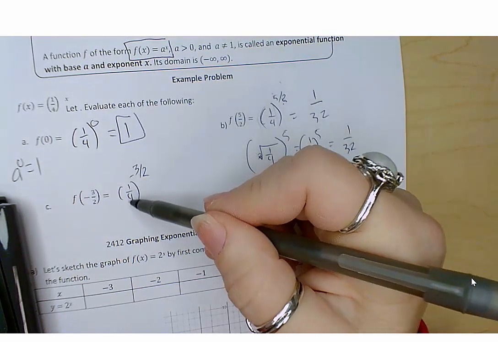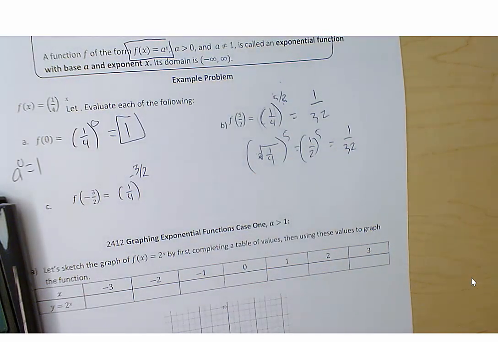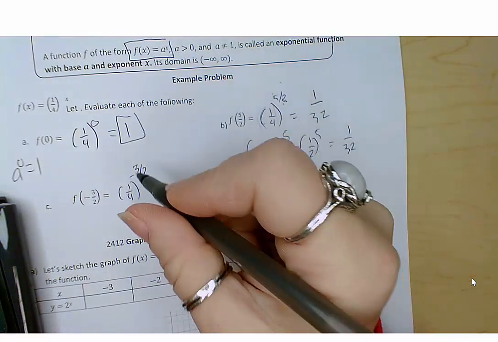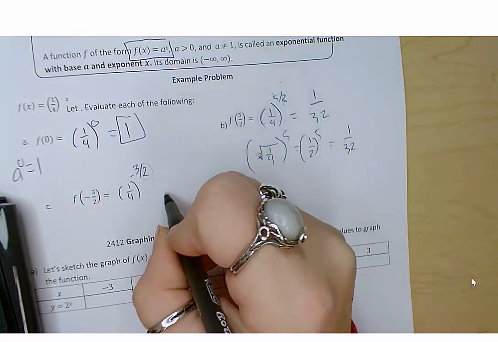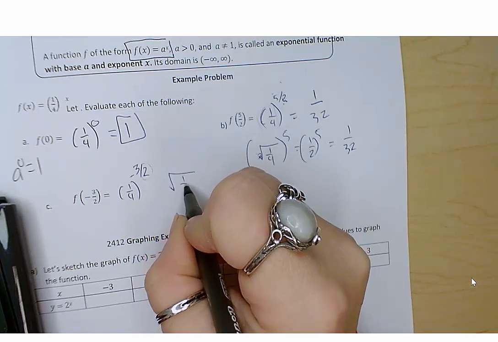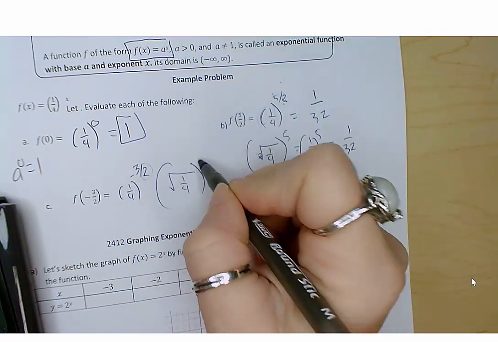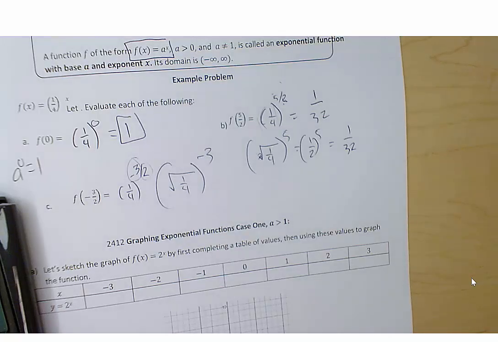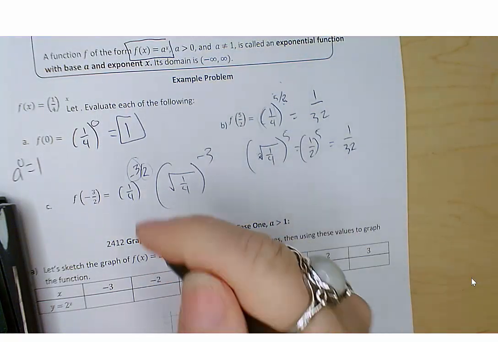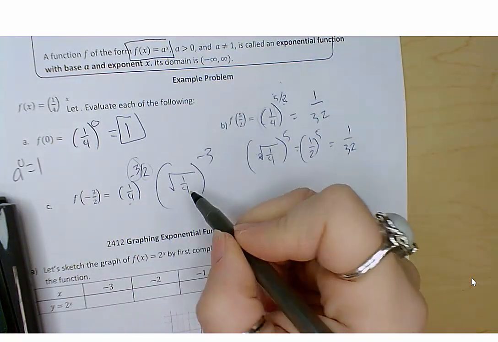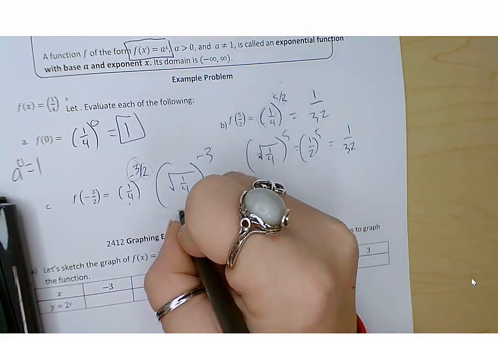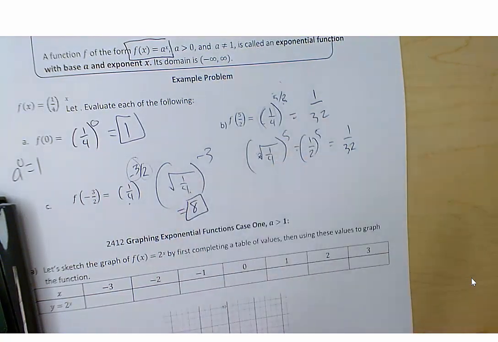So for example C, you're taking 1/4 raised to the negative 3/2 power. So you're either just throwing that into your calculator, or our denominator is a 2. So that is telling us to take the square root of 1/4. And then we're going to raise it to the numerator, so a negative 3 here. So whether we type that into the calculator or work this by hand, we will get an 8 when we simplify that.